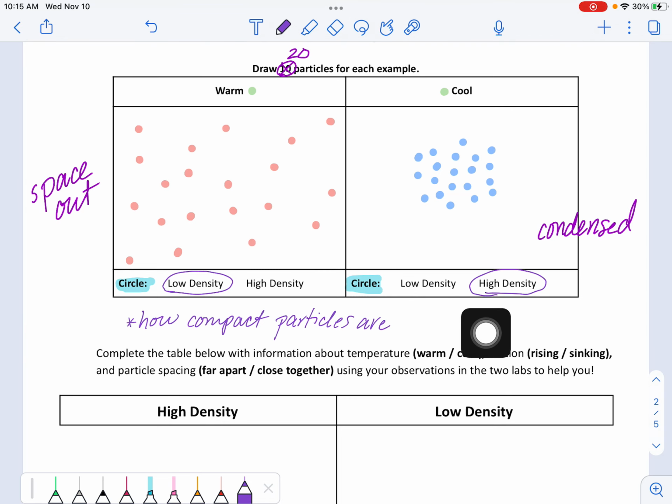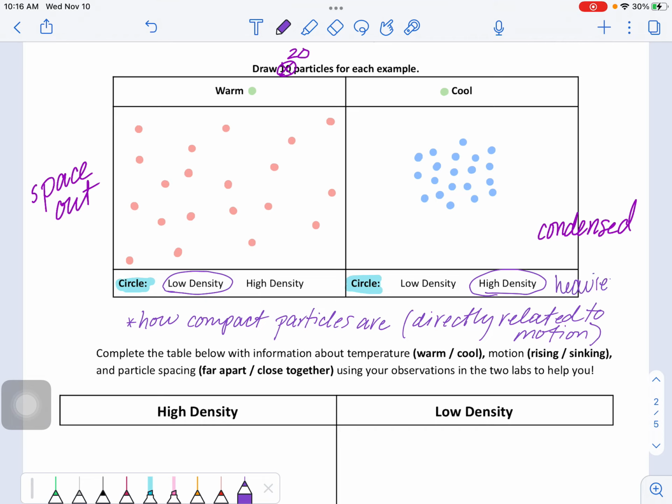That density is directly related to the motion of the object. Typically, when we have a high dense object or a high density object, it's going to sink downward. It's essentially heavier, whereas the low density object rises up, it's essentially lighter.